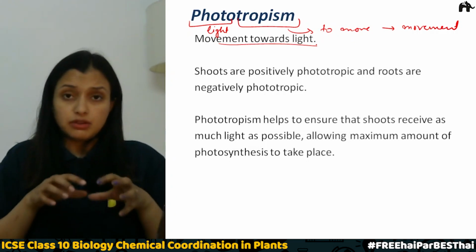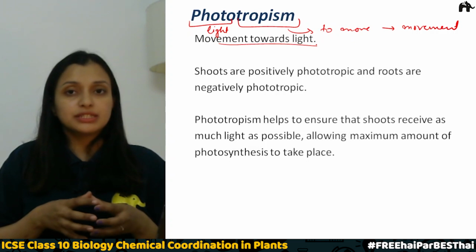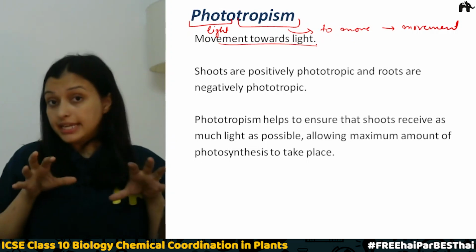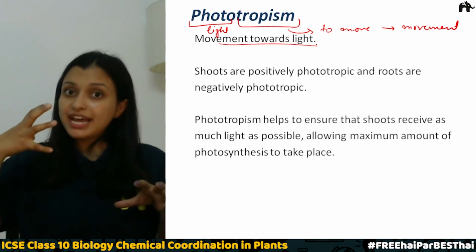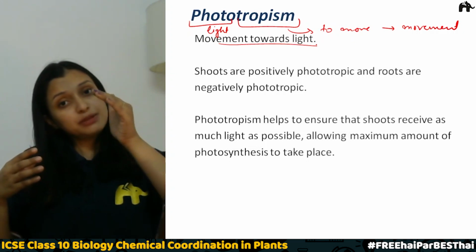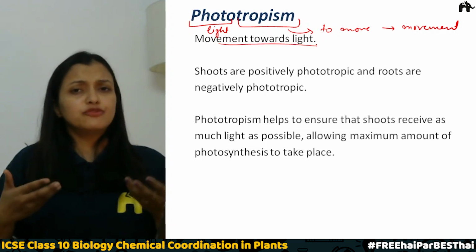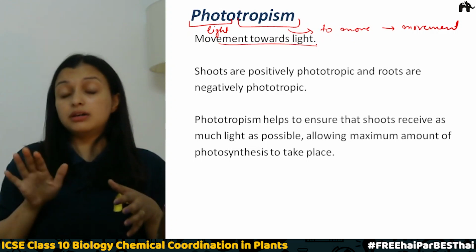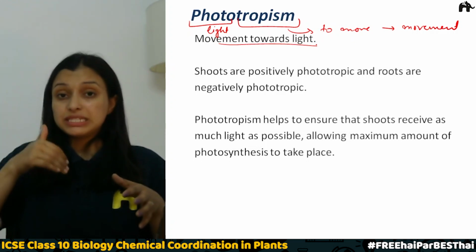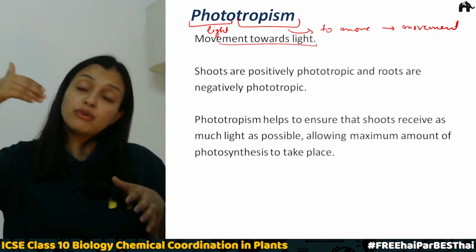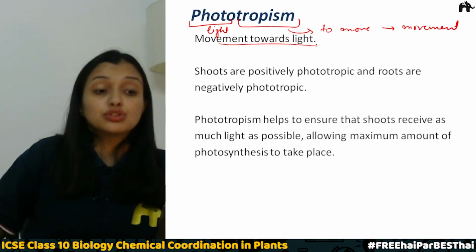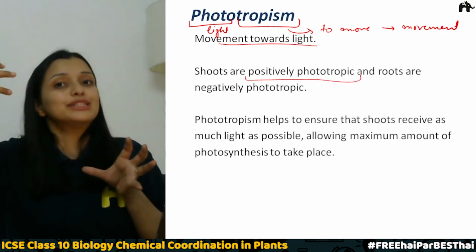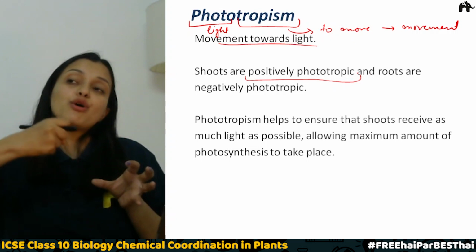Now we have already seen in the chapter on photosynthesis that the shoots always grow towards the light, right? And if there is a direction from which the light is coming, the shoot will always bend towards the light. These are the different adaptations of plants. In the other way, the roots grow downward, they move away from the light, correct? So the shoots are said to be positively phototropic because they are attracted towards the light.